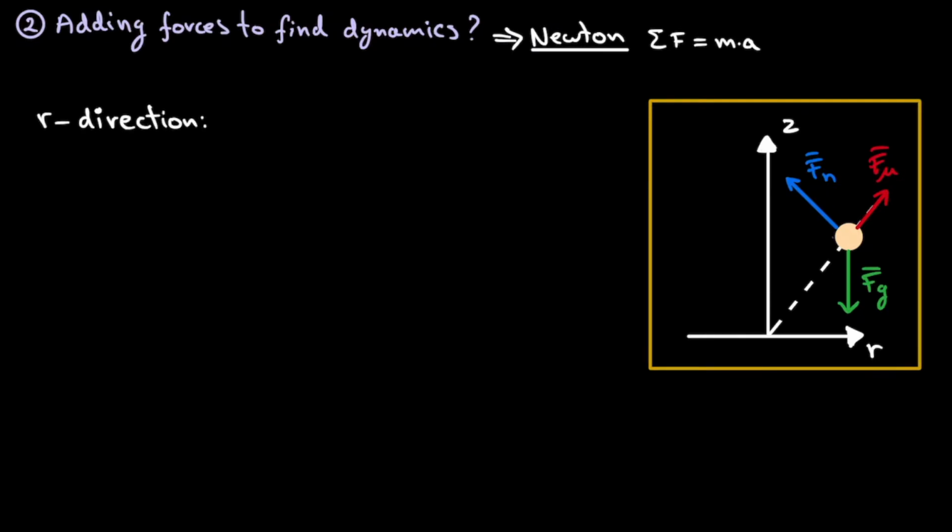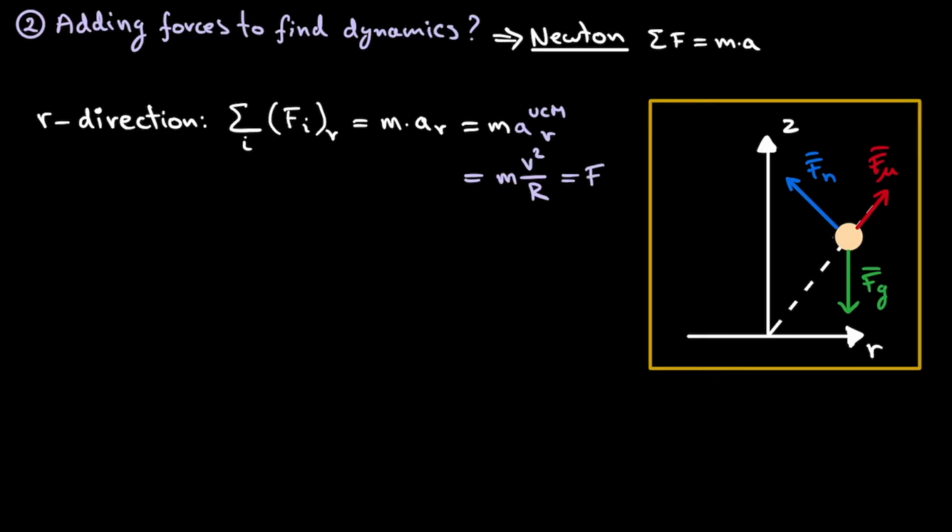First, in the radial or the r direction, we have that the sum of all the r components, so the radial components of our three forces, will be equal to the mass of our object and the radial acceleration. Now we know that the radial acceleration will of course be the radial acceleration of uniform circular motion, of which we know the expression. So we get m times v squared divided by capital R. And this is of course exactly equal to the net force, the centripetal force, pointing radially inward.